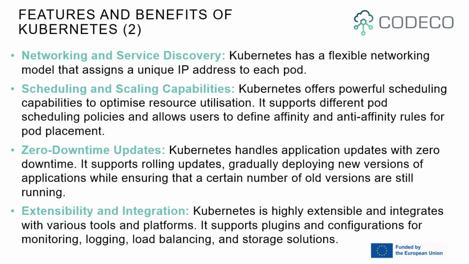Scheduling and scaling capabilities. Kubernetes offers powerful scheduling capabilities to optimize resource utilization. It supports different pod scheduling policies and allows users to define affinity and anti-affinity rules for pod placement. Automatic scaling based on CPU and memory utilization is also built in. Zero downtime updates. Kubernetes handles application updates with zero downtime. It supports rolling updates, gradually deploying new versions of applications while ensuring that a certain number of old versions are still running. Canary deployments are also possible, allowing for testing of new versions before full rollout.